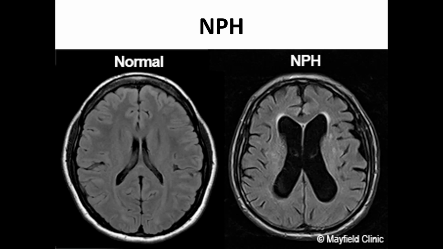So first of all, this is the MRI of a patient. This is the normal MRI, which is showing the small amount of the CSF in the lateral ventricle. But here you can see the dilated frontal and the occipital horns of the lateral ventricle. But why are we calling it normal pressure hydrocephalus? Because the CSF pressure is within normal limits.